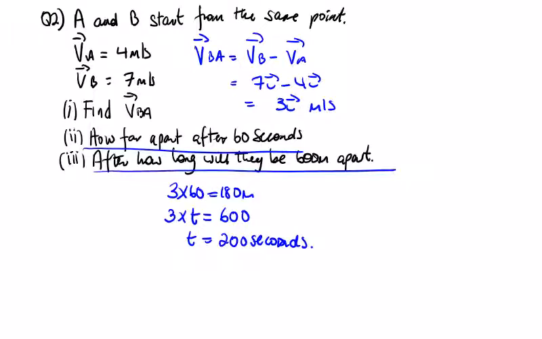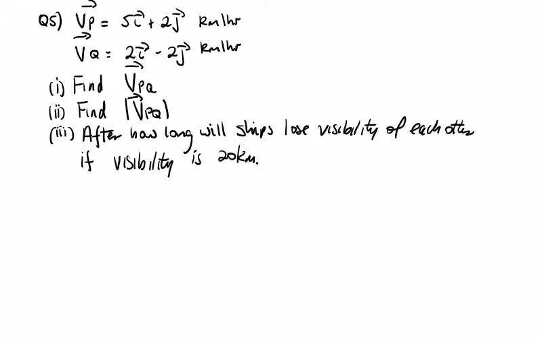Now, questions 3 and 4 are similar, so I'm going to jump up to question 5, where we have 2 parts to the vector. In question 5, we're given the velocity of P and the velocity of Q, and we're asked to find the velocity of P relative to Q.